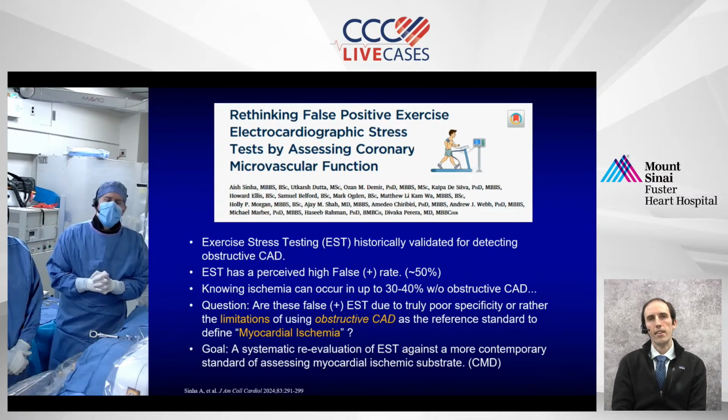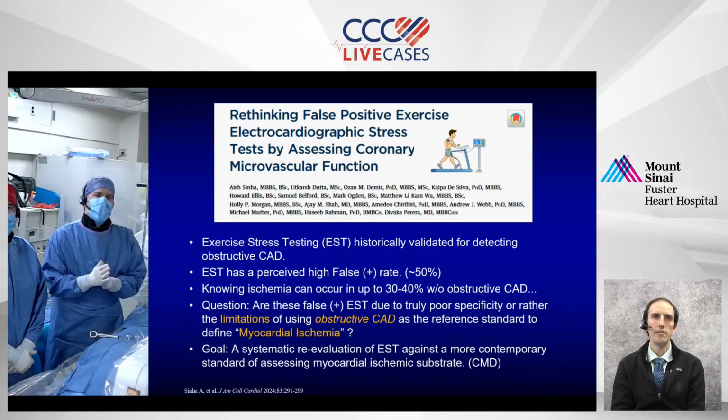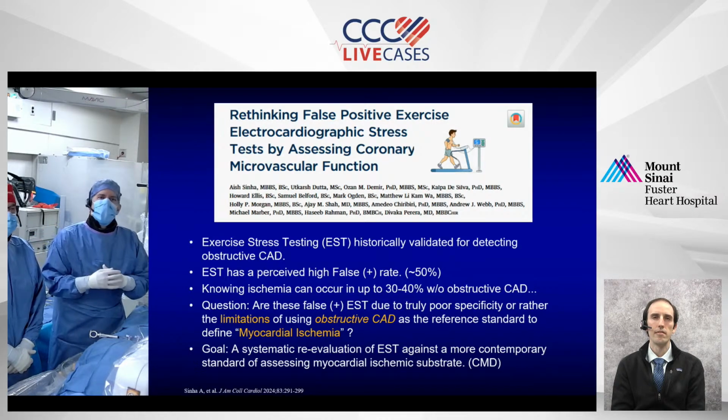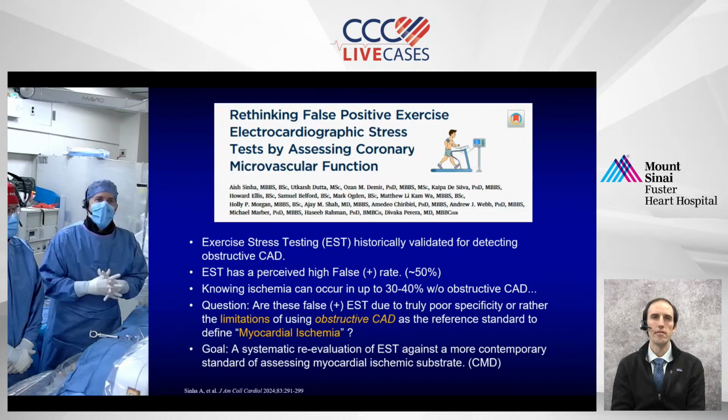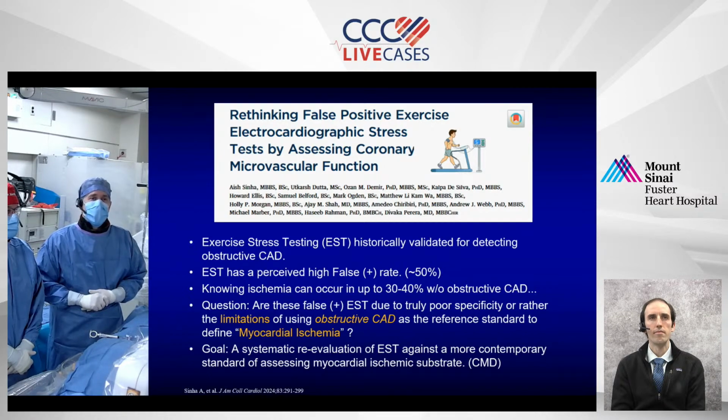Very interestingly, the background to this study was that it's well known that exercise stress testing historically has been validated for detecting obstructive coronary disease. But it has a perceived high false positive rate, and we know that. The false positive, false negative rate is close to 50%. And I tell patients sometimes it's as good as a coin flip.